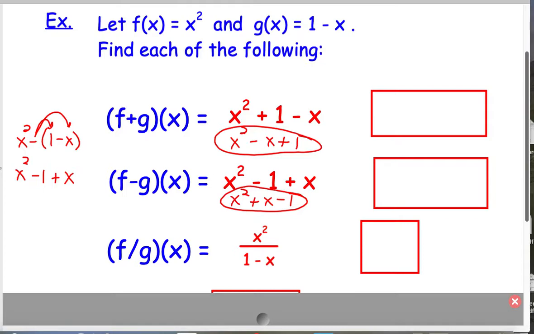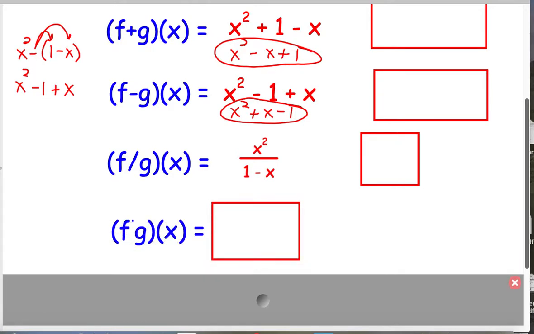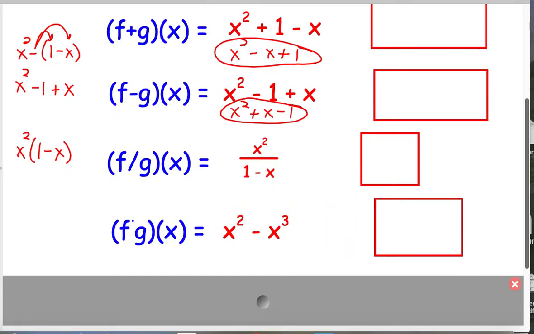And then lastly, what if I asked you to multiply f of x times g of x? In that case, we're going to multiply x squared times 1 minus x, and you'll distribute, and you'll get x squared minus x cubed. And if we put it in descending order, we'd say negative x cubed plus x squared.